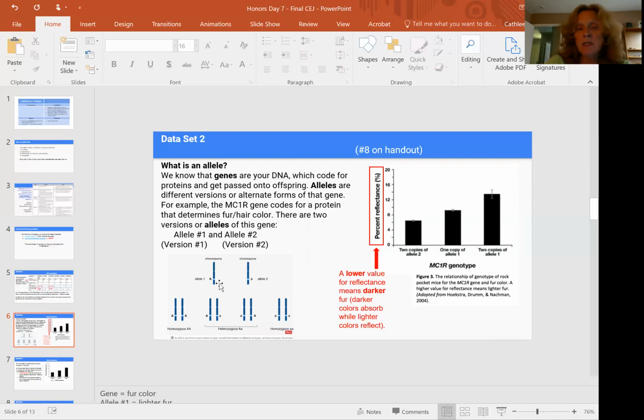For example, the MC1R gene codes for a protein that determines the fur or the hair color. And it's really interesting because you think it's only for mice. It's not. It's truly amazing. Some information we'll get to in just a little bit here.